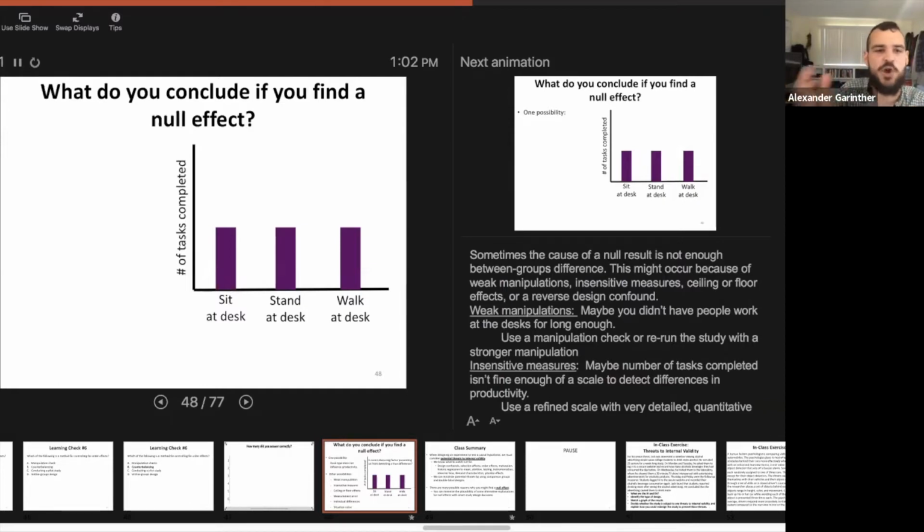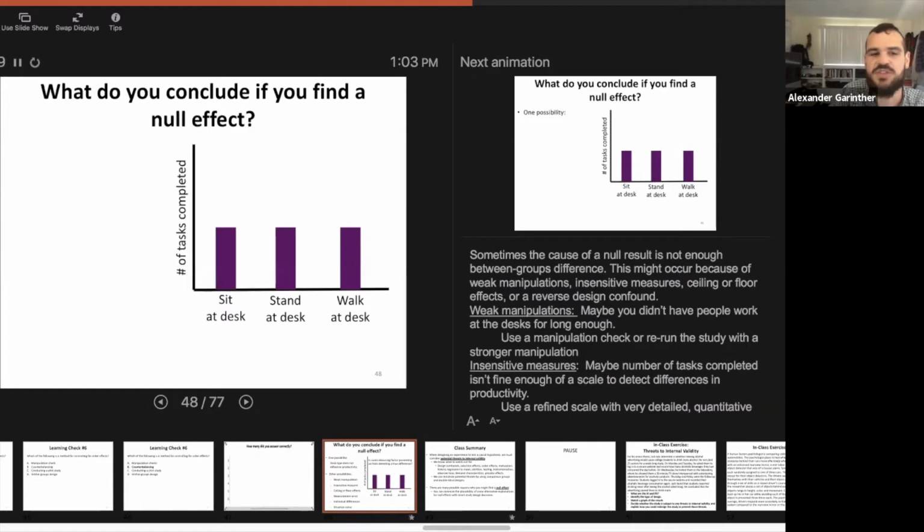type of desk has no effect on number of tasks completed. It's easy, it's simple. We got a null effect. That means there's no cause and effect relationship to identify here. Well, that is one interpretation we could take away from these results.